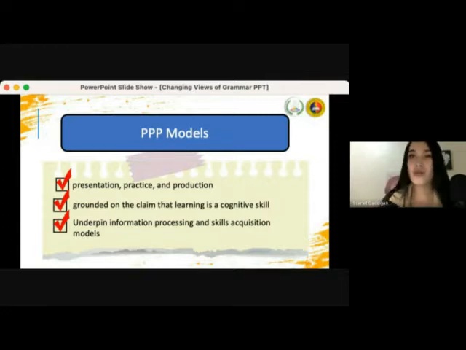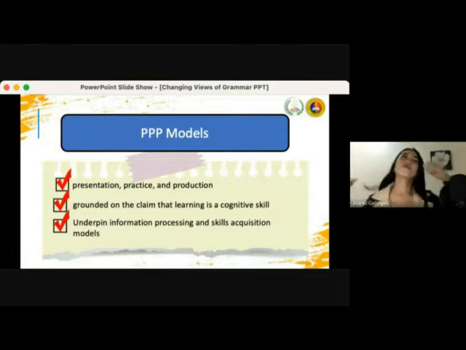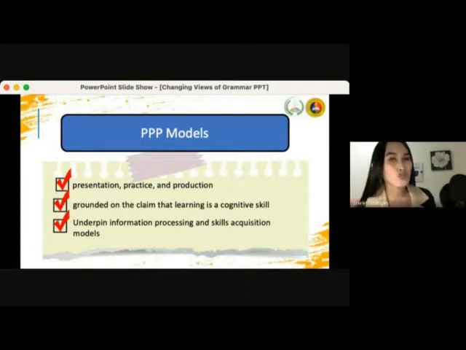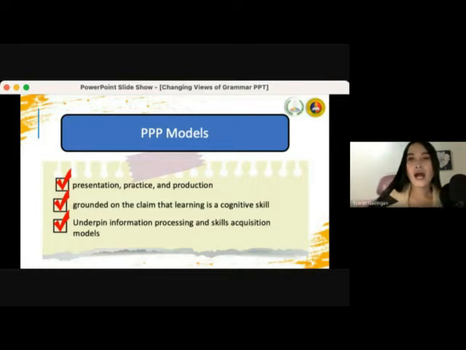And of course, you have the production stage of this framework or model. So you can think of it as something that will give students opportunities to use the structure more freely. Okay, so more freely kasi production na to eh. And then the goal here is for the students to really master how to use the structure or form. Okay, the goal here is to achieve fluency.